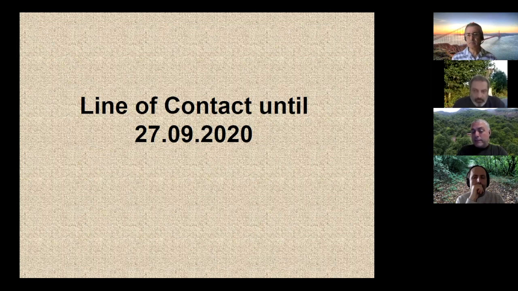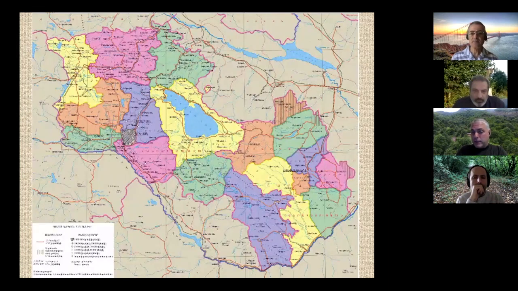This is until the 27th of September 2020, the day the operation started. So this was the map of Armenia. I don't know if you can see the mouse that I'm showing. Okay, so this is the line of contact between Tavush and Azerbaijan. And then you have the line of contact between the Armenian Gegharkunik and Azerbaijan. And then you have the line of contact between Artsakh and Azerbaijan. This was Iran, and this line was the line of contact between Armenia and Nakhichevan.